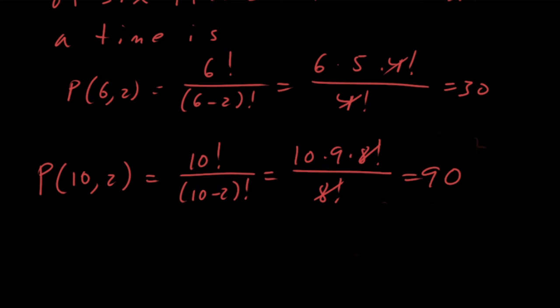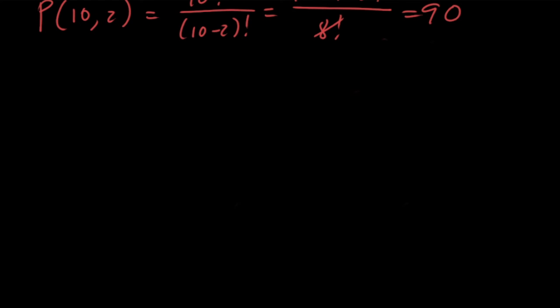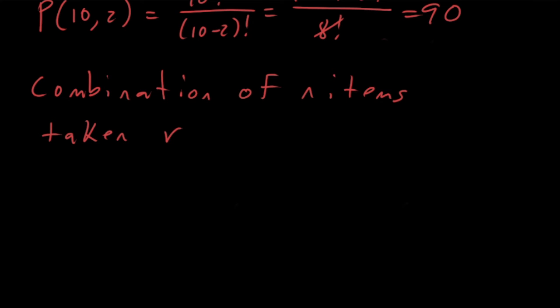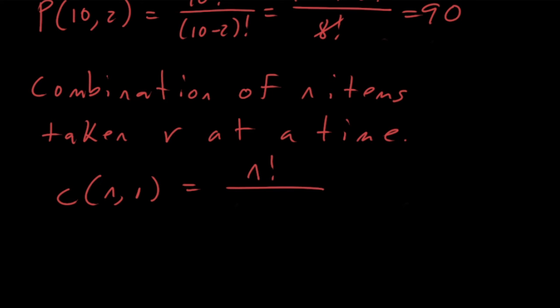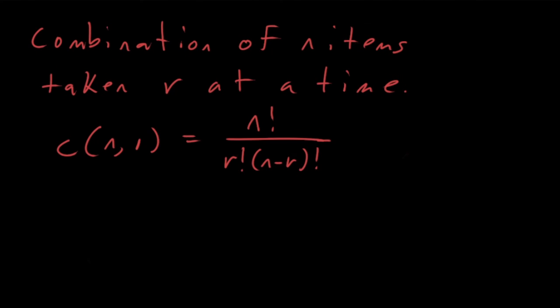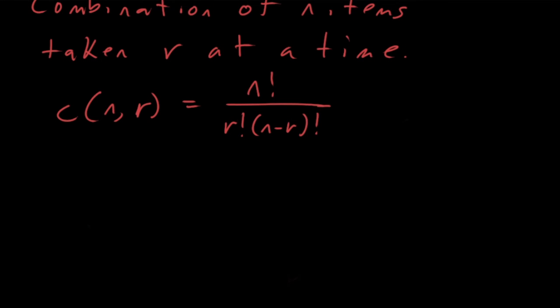Okay, so now we're going to talk about combinations of n items taken r at a time. So this is the formula for this. C n r, which is equal to n factorial over r factorial times n minus r factorial. All right, and the difference between combinations and permutations, this should be an r, is that combinations don't require an order, and permutations obviously do require an order.